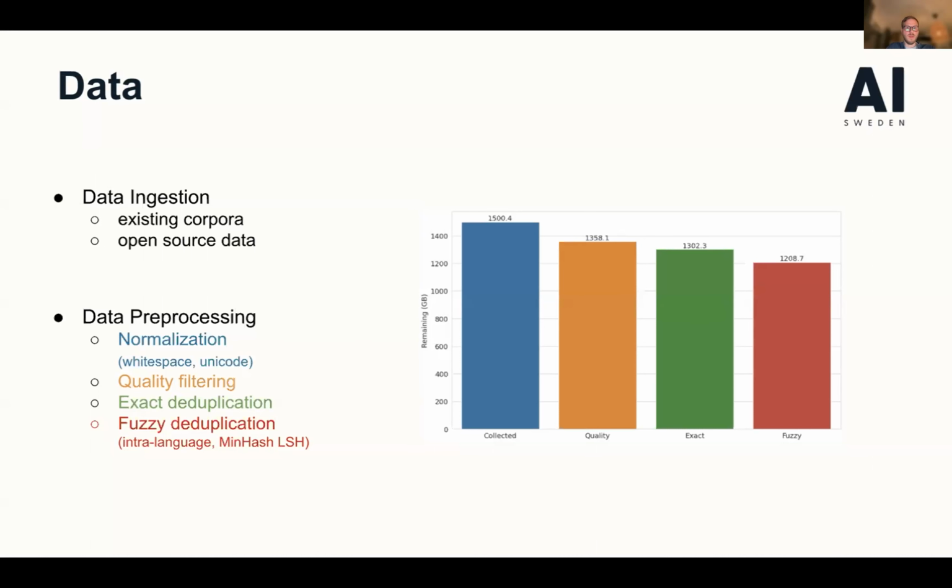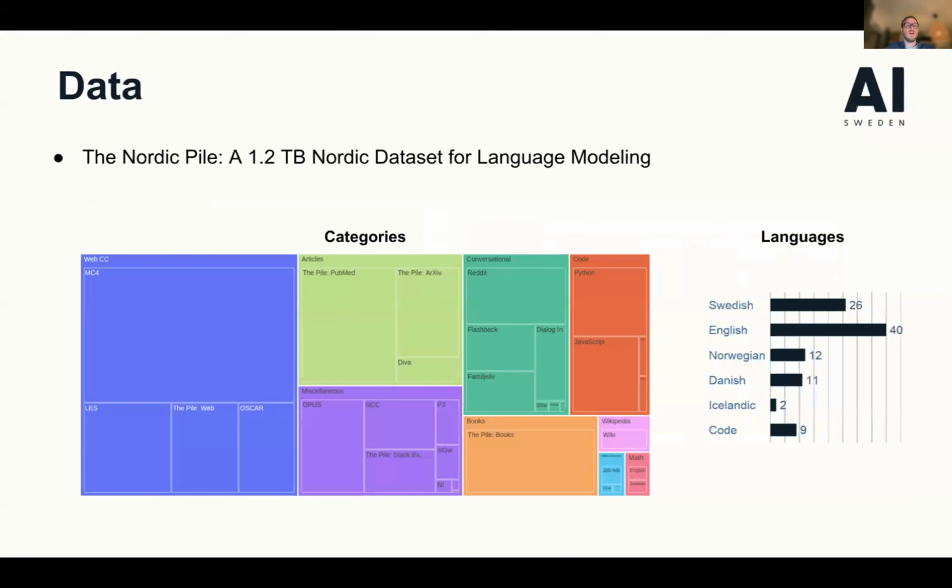I'm only showing the most important ones here. So first, normalization with regard to white space and Unicode, then some quality filtering, followed by exact deduplication and fuzzy deduplication for each language separately. And you see that during the preprocessing steps, we started from roughly 1.5 terabytes of data and ended up with 1.2 terabytes of curated data. And we call this data set the Nordic Pile.